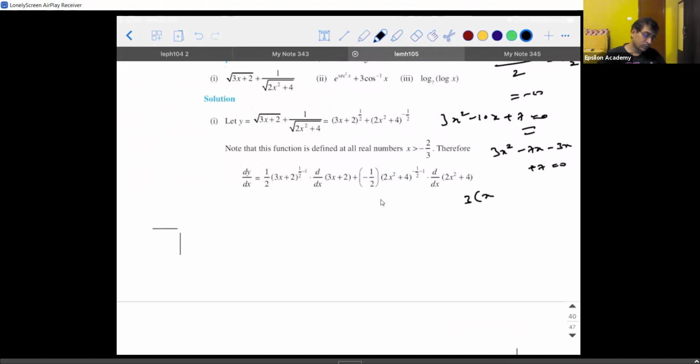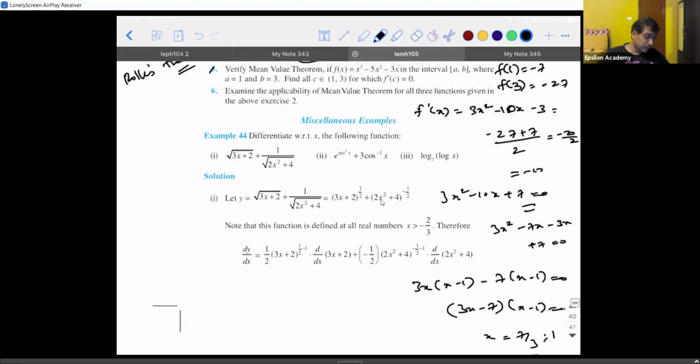So 3x into x minus 1, minus 7 into x minus 1 equal to 0. So 3x minus 7 into x minus 1 is 0. So x is equal to 7 by 3 and 1.